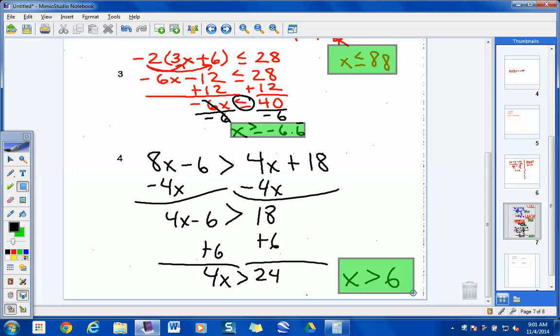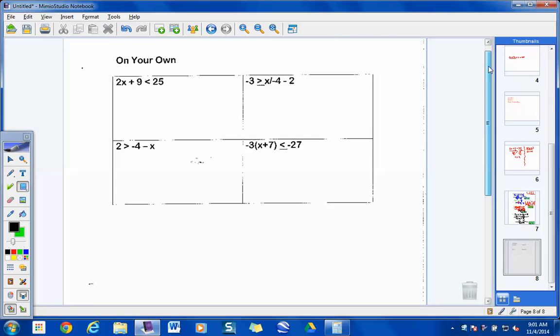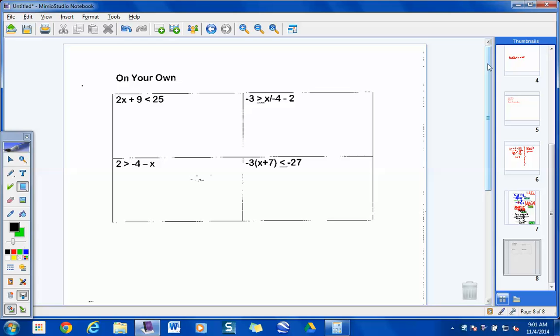Okay. I'm going to give you guys about 5 minutes here. What I'd like you to do is jump over to the on your own. Might want to partner up with somebody on these and work your way through them. Don't do this third one right here. We'll do this one together. So save this third one, and we'll do that together. But give those 3 a shot on your own, all right? See what you come up with.